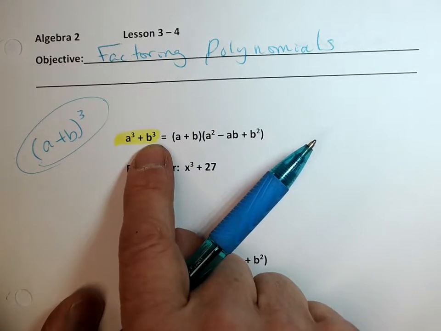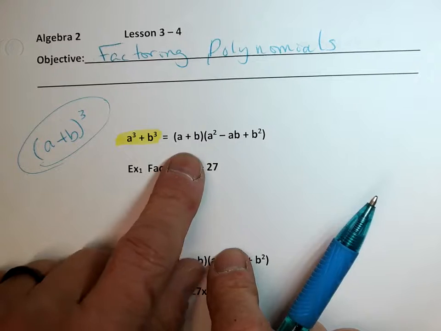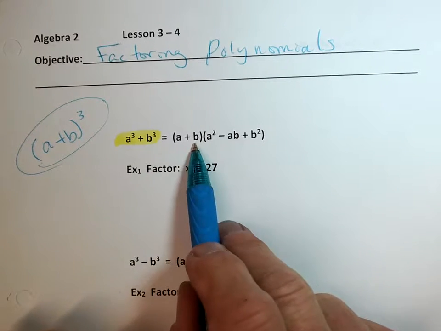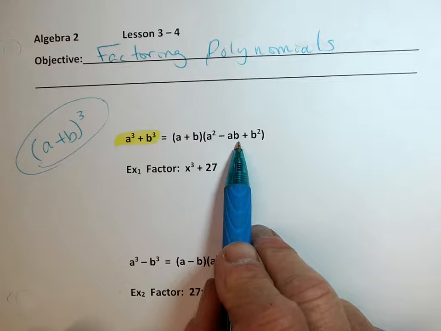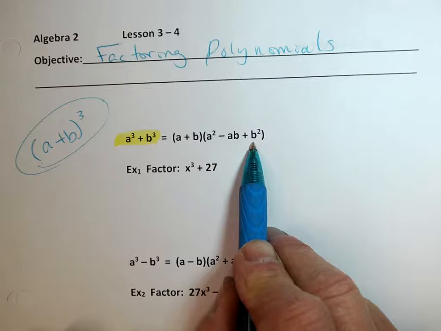This one's factored, okay? So the way you factor a cube plus a cube is you've got a little formula. It's just going to be a plus b times parentheses a squared minus ab plus b squared, okay? Now, how does this little formula work?